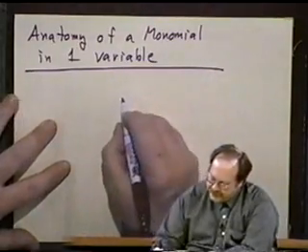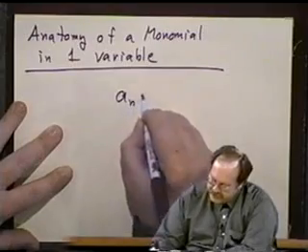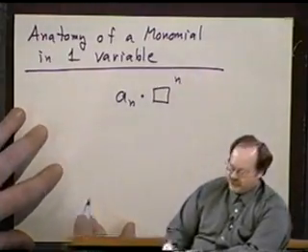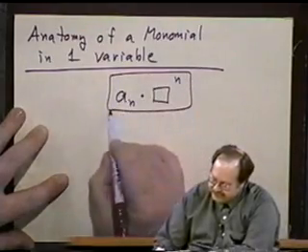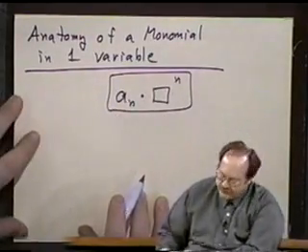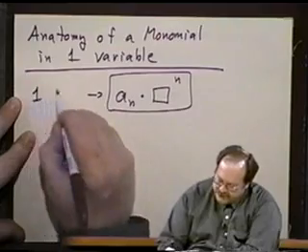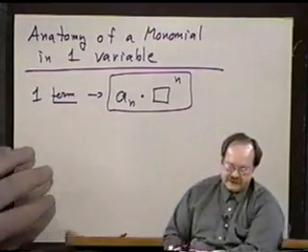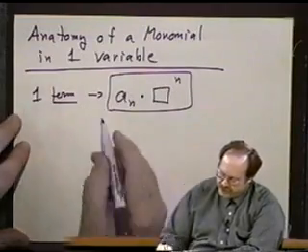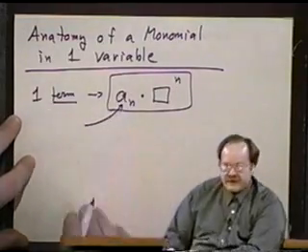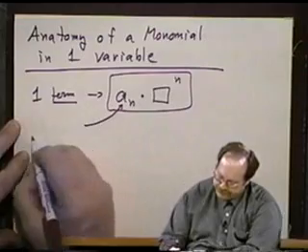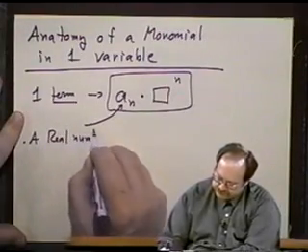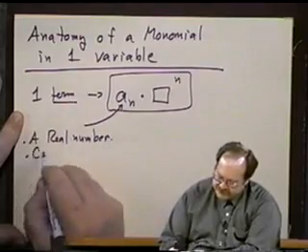It has what form? It has this form: a sub n times box to the n. So I'm going to have to explain all of this, but that's the form. It's a single thing. Notice that it is one term. Terms, remember, are things that are added, and this is one thing that will be added to other things. All right, let's first start on the left here with this a sub n. This is a real number. In other words, it's a constant.